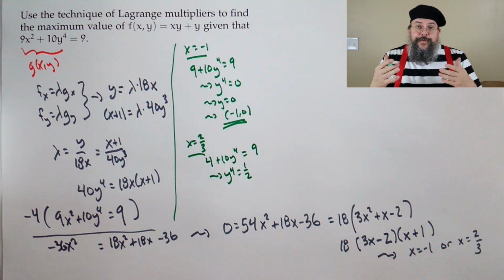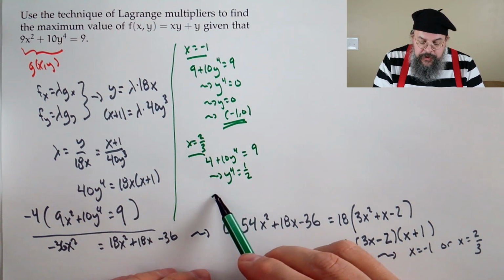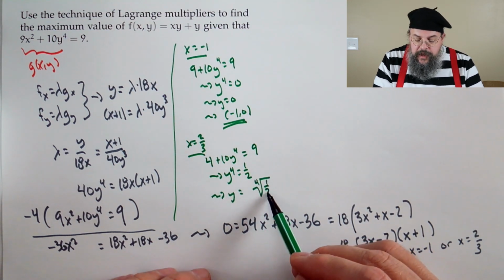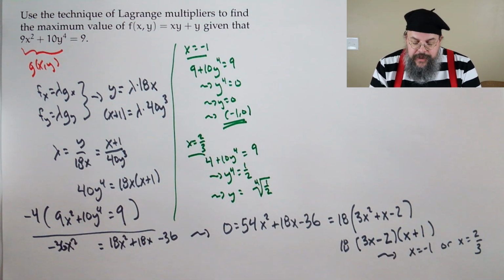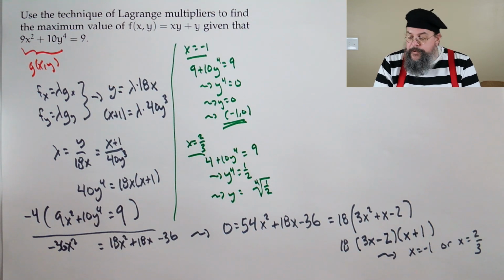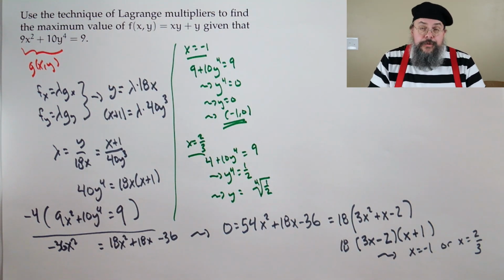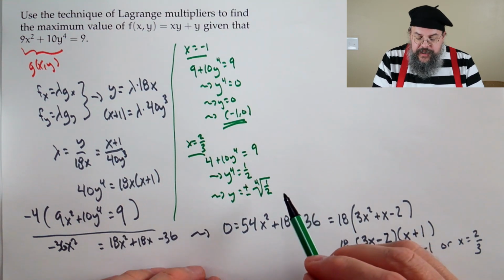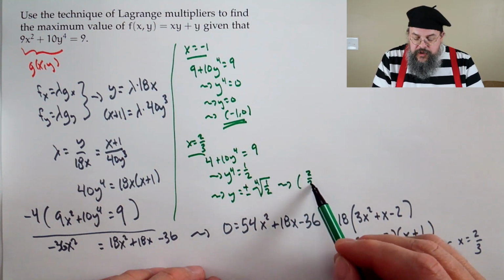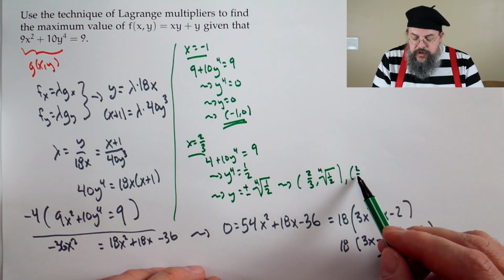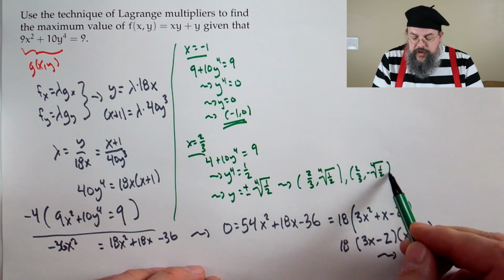You know, because 10 times a half is 5, plus 4 equals 9. Which means y is equal to the 4th root of 1/2. Wow, what a number. Well, it has to be something, so there it is, the 4th root of 1/2. Plus or minus, right? Because it's the 4th power, so it could be either sign, which leads us to 2 points: 2/3, positive 4th root of 1/2, and 2/3, negative 4th root of 1/2.